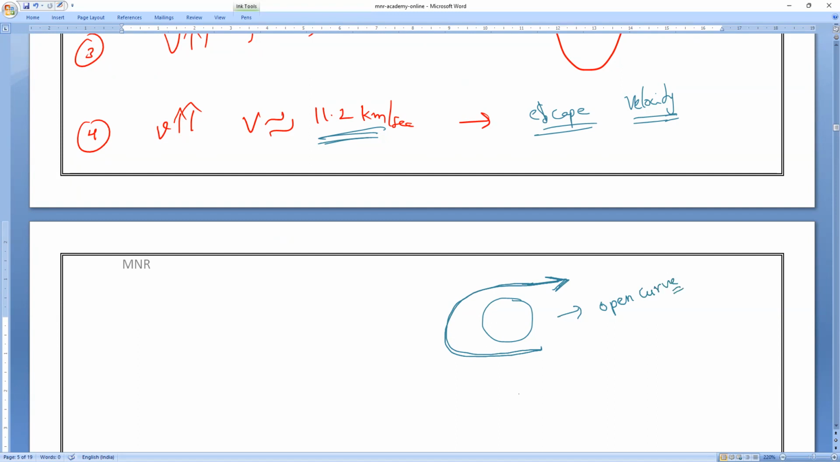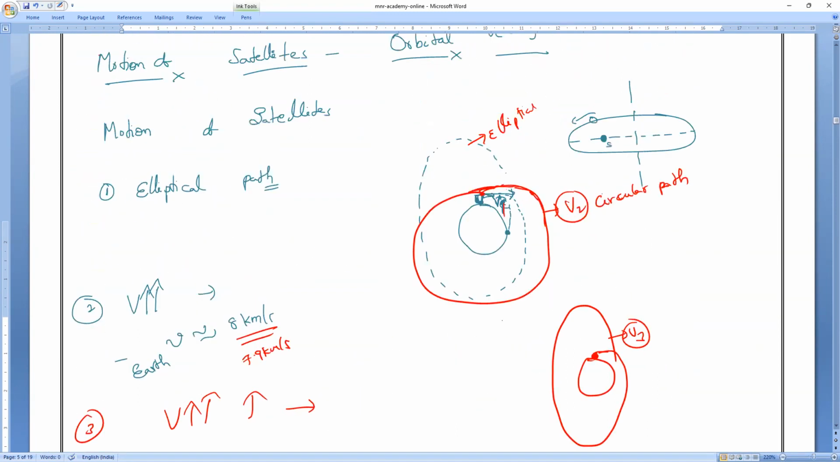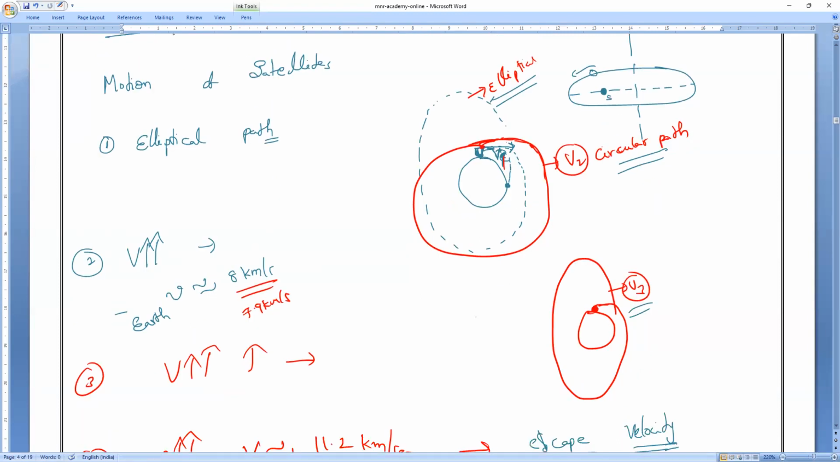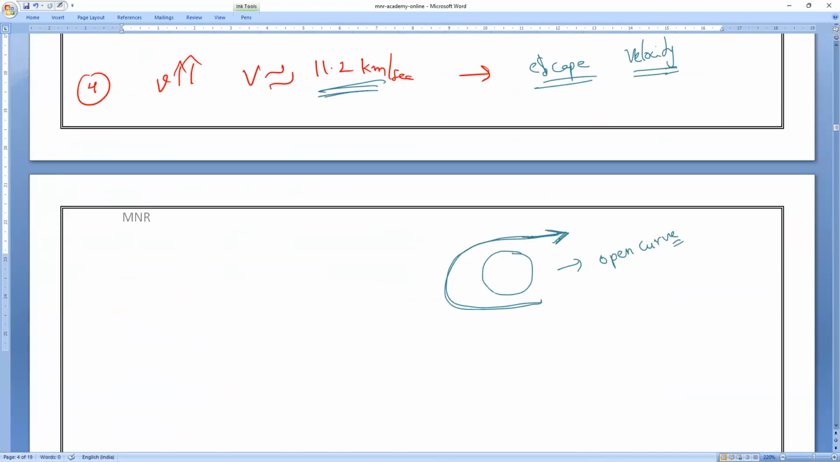Everybody, paths 1, 2, 3 are the closed curves: elliptical path, circular path, and again elliptical path. These are closed curves. And the fourth one is what? Where the velocity is the escape velocity, 11.2, it will take the parabolic path.